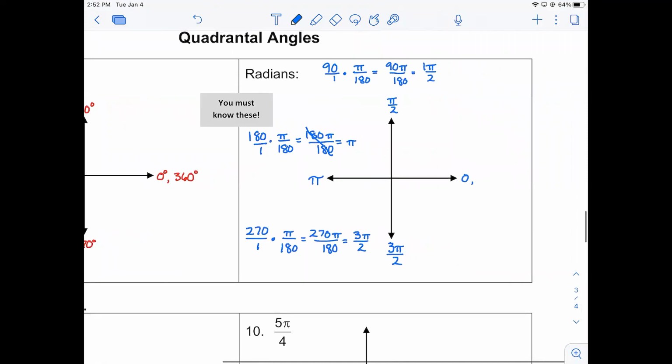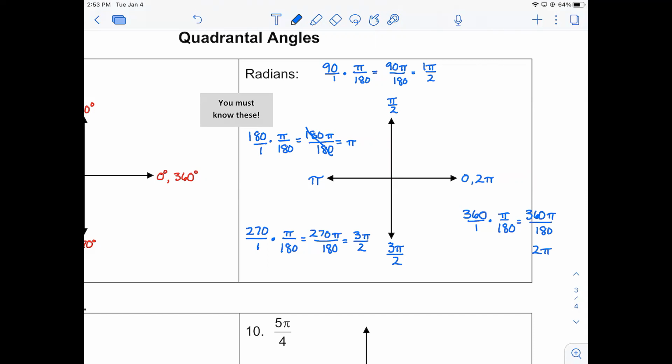Okay, then the last one that we want to do is 360. So we're going to do 360 over 1 times pi over 180, which gives me 360 pi over 180. I want to reduce that. So that's going to be 360 divided by 180, which is going to be 2 pi. So my total distance around that circle is going to be 2 pi.